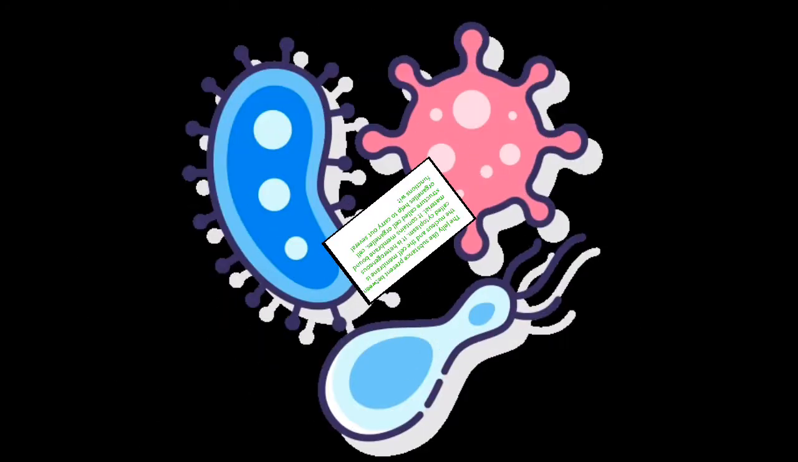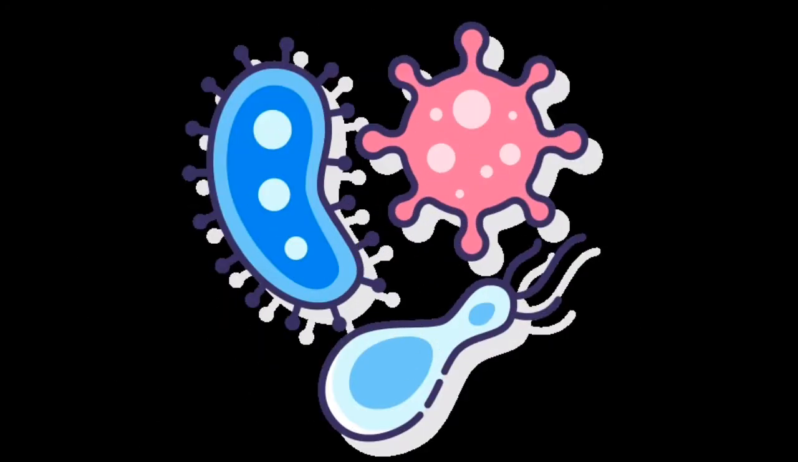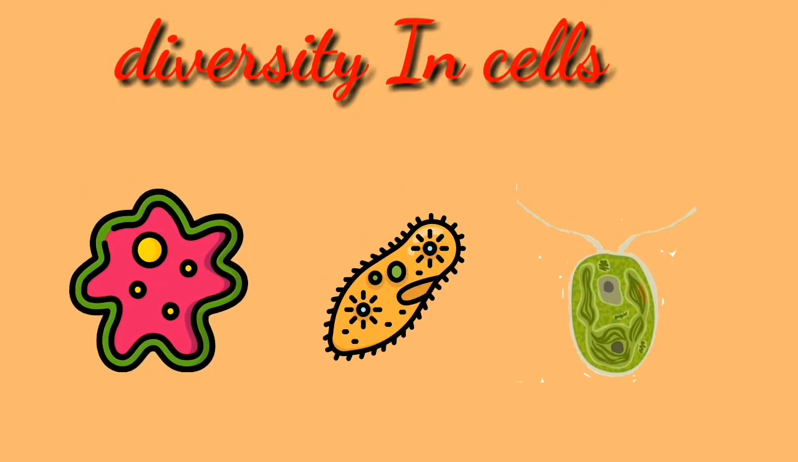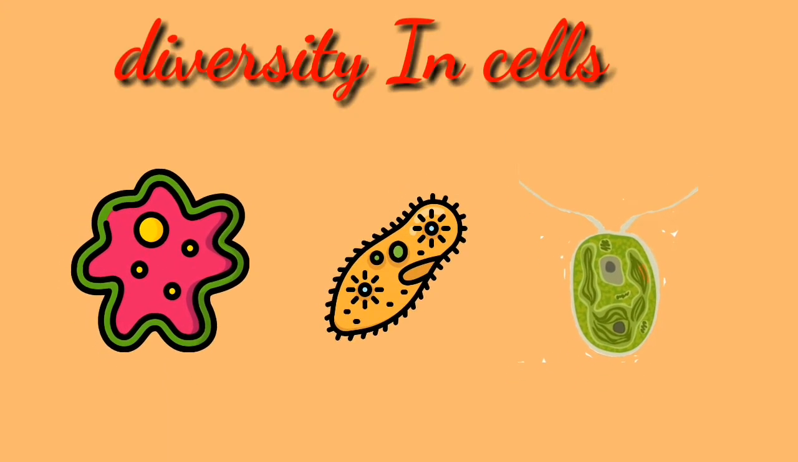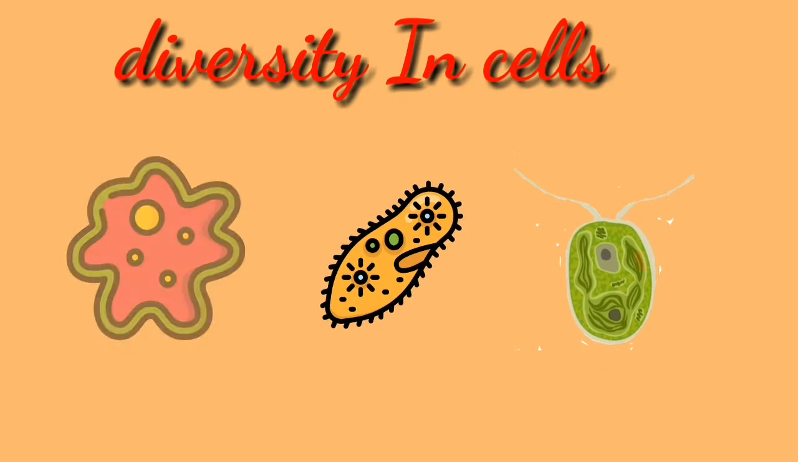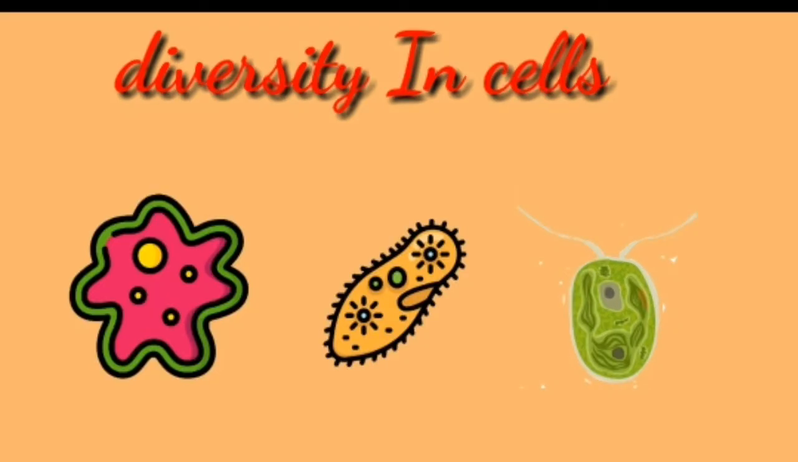There are millions of living organisms in nature. They have different shapes and sizes and vary in the number of cells they contain. To know more about this, let us observe some more cells. Diversity in cells. Amoeba, Paramecium, Chlamydomonas. All these are single-celled and are called unicellular organisms.